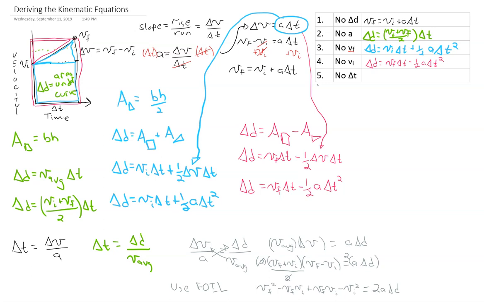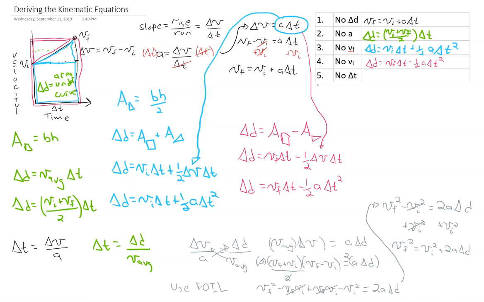Now you'll notice here I have a positive VF VI term and a negative VF VI term. So those are going to cancel each other out. And let me just finish this one up here. I have VF squared minus VI squared is equal to 2A delta D. And lastly, I just have to add the VI squared to both sides. VI squared, that will cancel. And I'll have final velocity squared is equal to initial velocity squared plus 2A delta D.